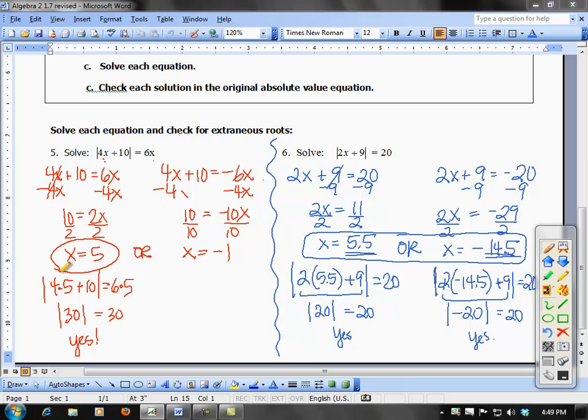Okay, let's try the second one. Is 4 times negative 1 plus 10 the same thing as 6 times negative 1? Now you're noticing I'm going back to the original 6x, not the negative. That's important. You always check the original. Well, 4 times negative 1 is negative 4. Negative 4 plus 10 is 6. Is the absolute value of 6 equal to negative 6? The answer is absolutely not, because the absolute value gives me a positive answer. This is called an extraneous solution.